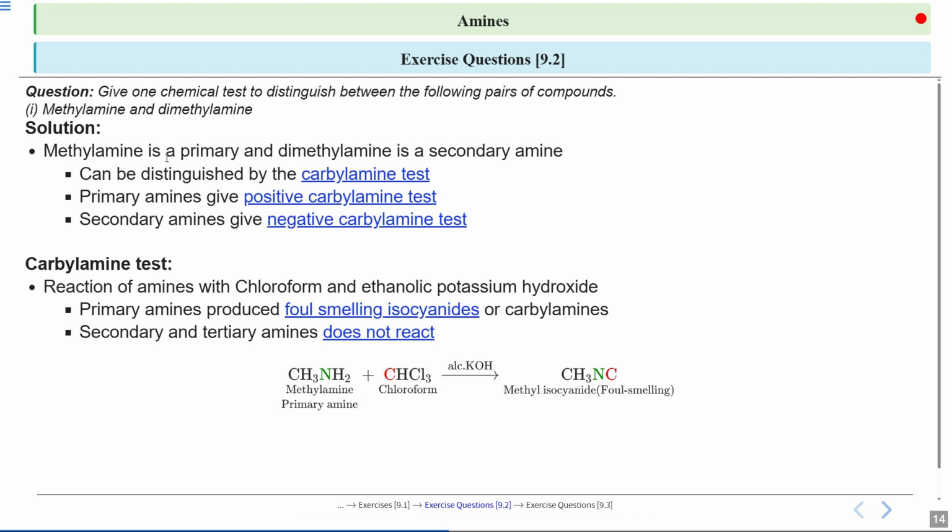If we look at this reaction, if we have a primary amine, which is methylamine, and we react it with chloroform in the presence of alcoholic KOH, we will get methyl isocyanide. Here the nitrogen is triple bonded to this carbon, and this is a foul smelling isocyanide. Whereas in case of a secondary amine, when you react it with chloroform in the presence of alcoholic KOH, it gives no reaction.